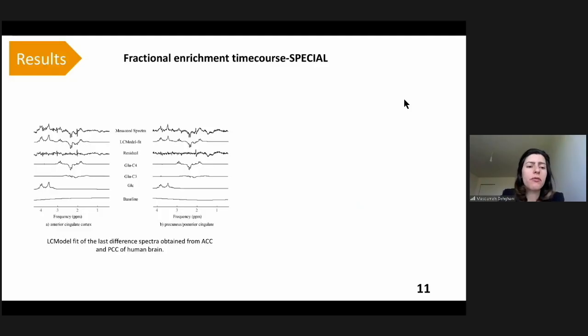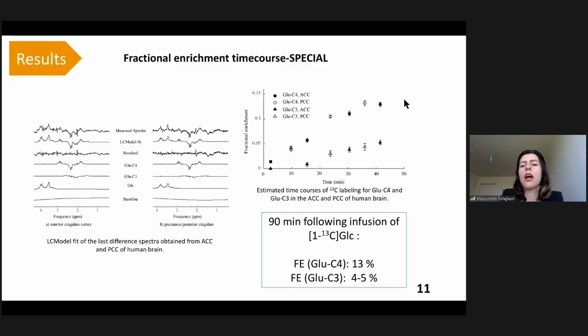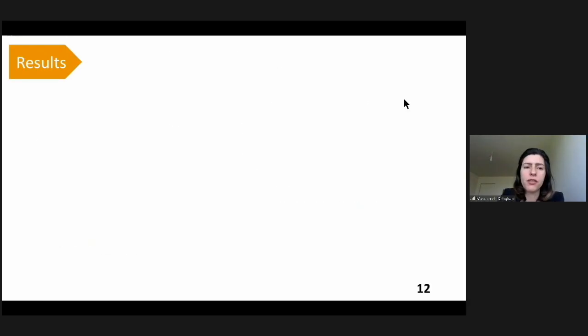So here you see one of the examples of LCModel fit for different labeling spectra. We can see the individual fit for glutamate labeled at position 4 and also glutamate labeled at position 3. This figure shows the estimated time course of C13 labeling for glutamate labeled at both positions in both voxels. 90 minutes following infusion of labeled glucose, the fractional enrichment of glutamate at position 4 was 30%, and fractional enrichment of glutamate at position 3 was 4 to 5%.